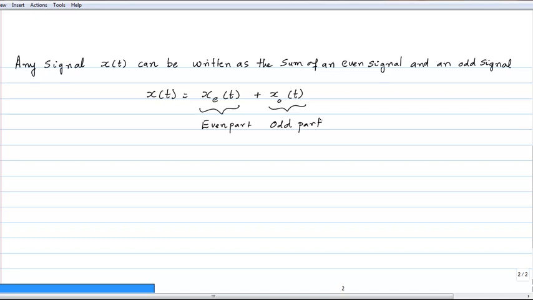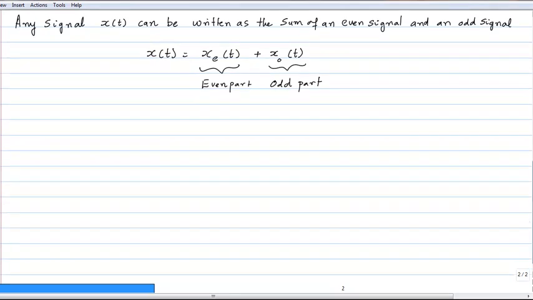I should be more clear. Any real signal x of t can be written this way. We'll talk a little bit about complex signals a bit later, but for now, let's assume that all these signals x of t are real. Well, how can we see this? We can see this by explicitly giving a decomposition for x of t.